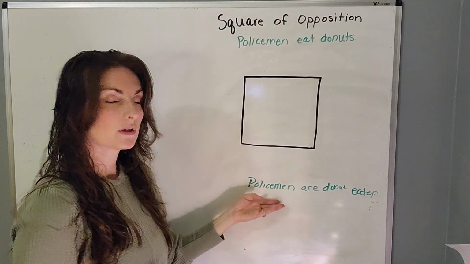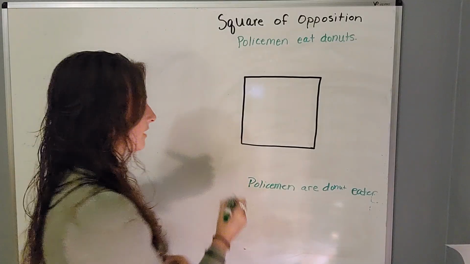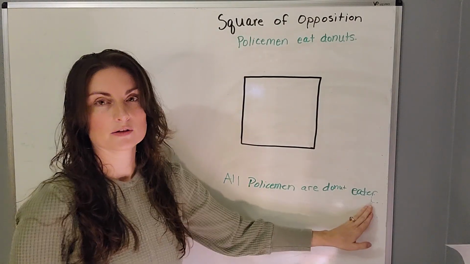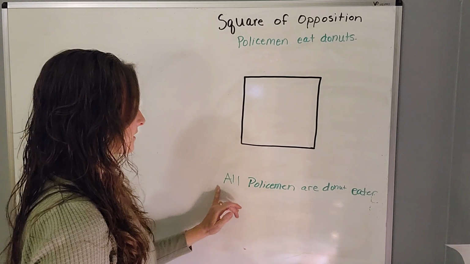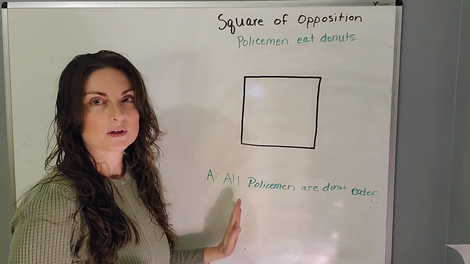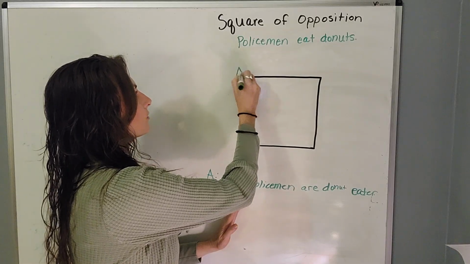Now, my first one, I'm going to make affirmative, and I'm going to say all. All policemen are donut eaters. Now, this is known as the A statement. The A statement. It goes in this corner up here.